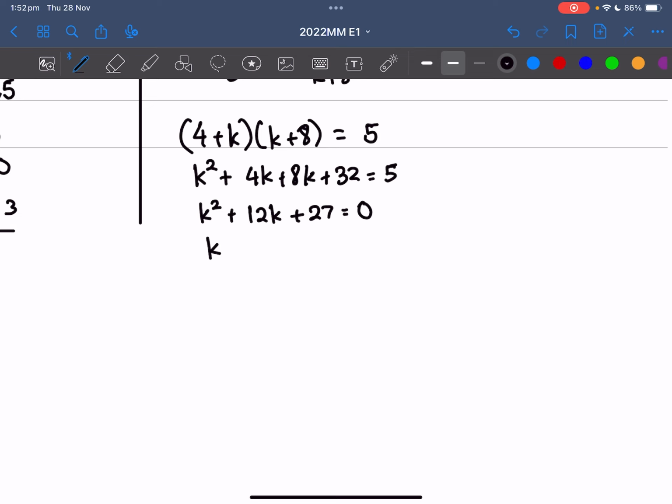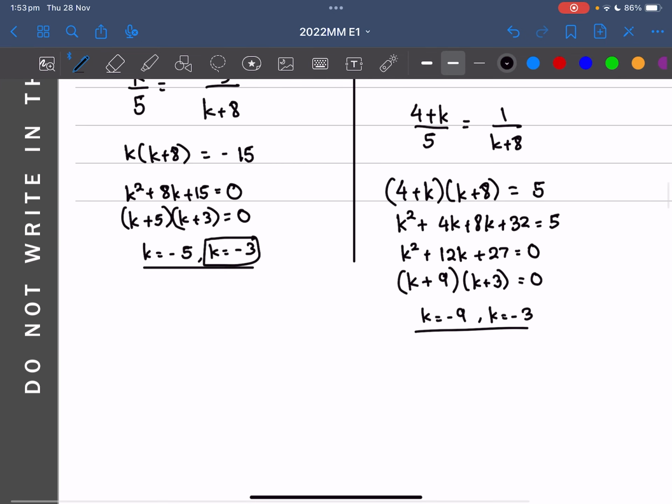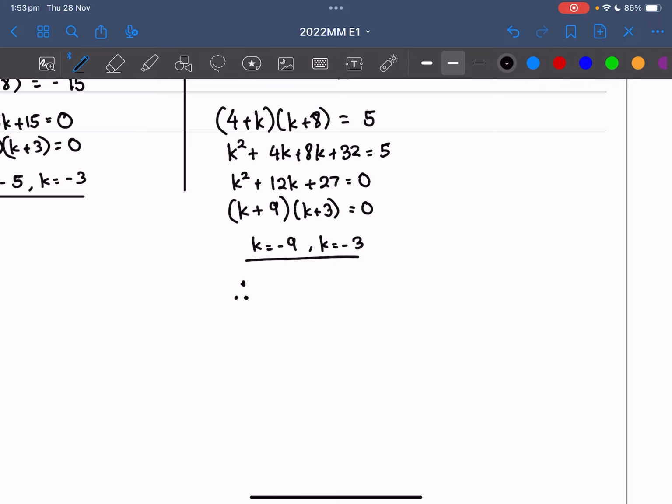So we'll factorize it. So k plus 27 and 12, so 9 times 3, so k plus 9 and k plus 3 equals 0. So k equals minus 9 and k equals minus 3. Okay, now we can see that k equals minus 3 is the common answer for the y-intercept and the gradient. So our final answer for this is k equals minus 3.